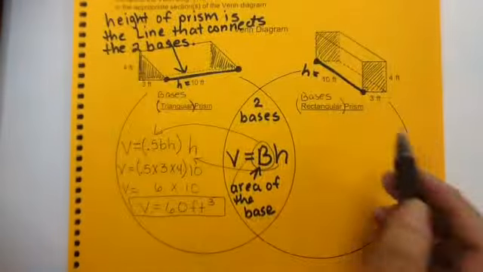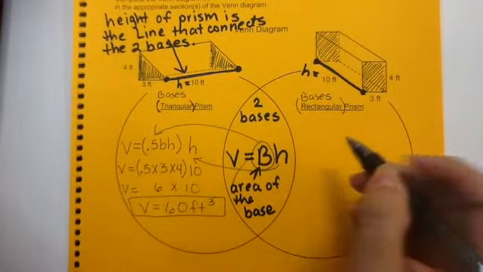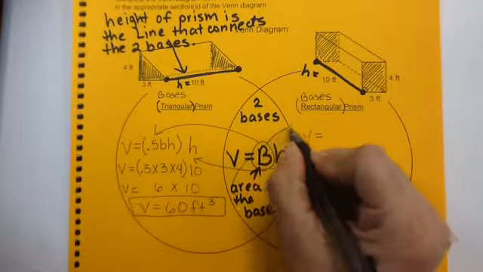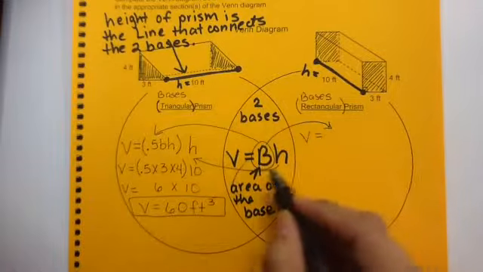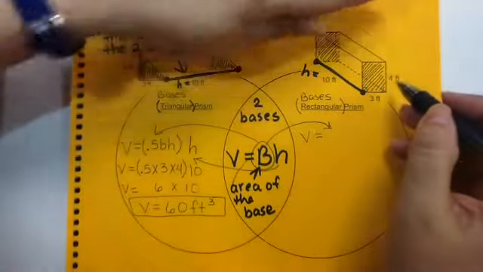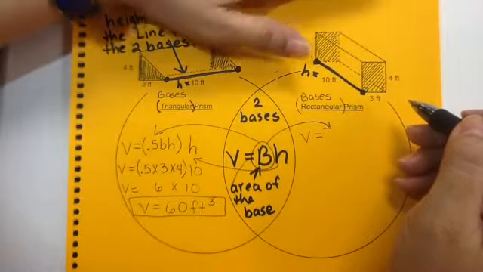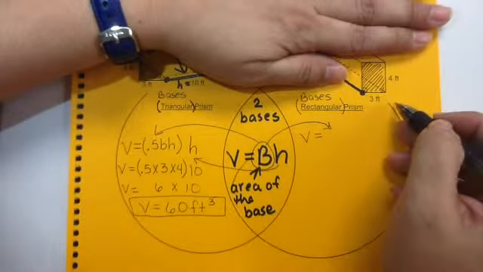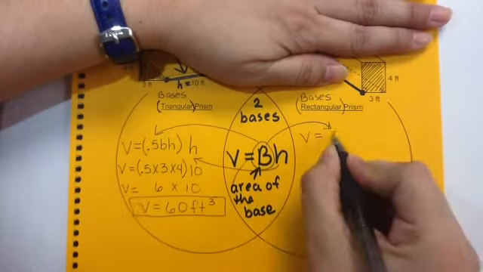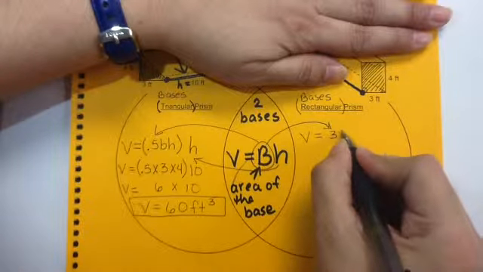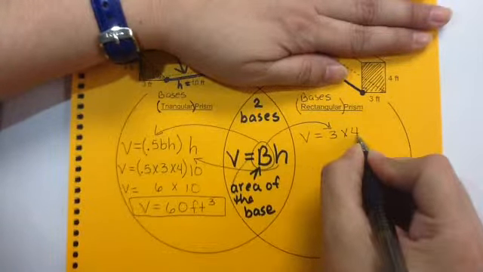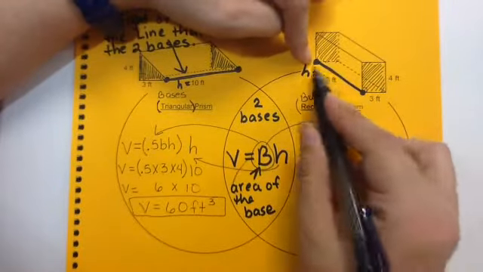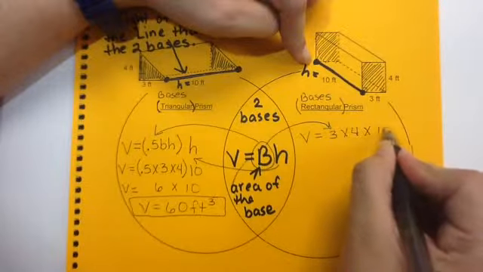All right. The rectangular prism. I'm going to do the same thing, but now I'm going this way. I'm going to do the volume of, and for the letter B, for the area of the base, I need to look only up here. I'm going to cover this up, and I'm only going to look at the base. Okay? So that means 3 times 4, and then times the height of the prism, which is 10.